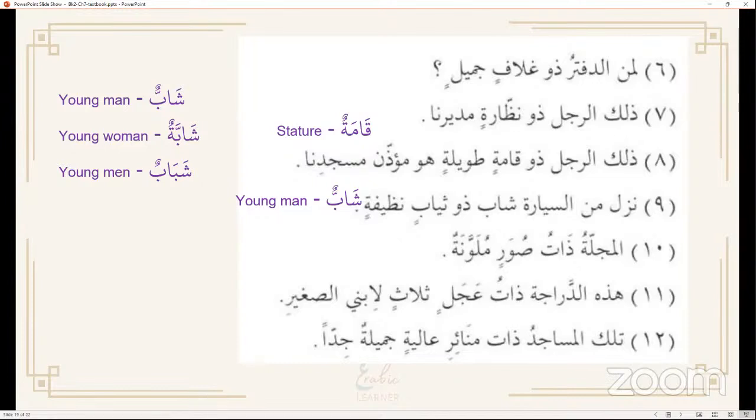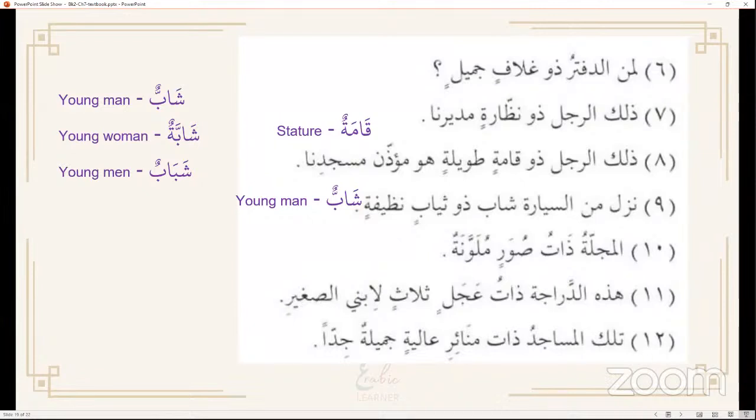Zatul ajali thalathi. Yes. So هذه الدراجة ذات العجل الثلاثي. So there you'll put al on ajal and al with thalath also. Okay. So this bicycle with three wheels, ajalin thalathin, libnihi saghiri, belongs to my young son. Okay. هذه الدراجة ذات العجل الثلاث لابنه الصغير.